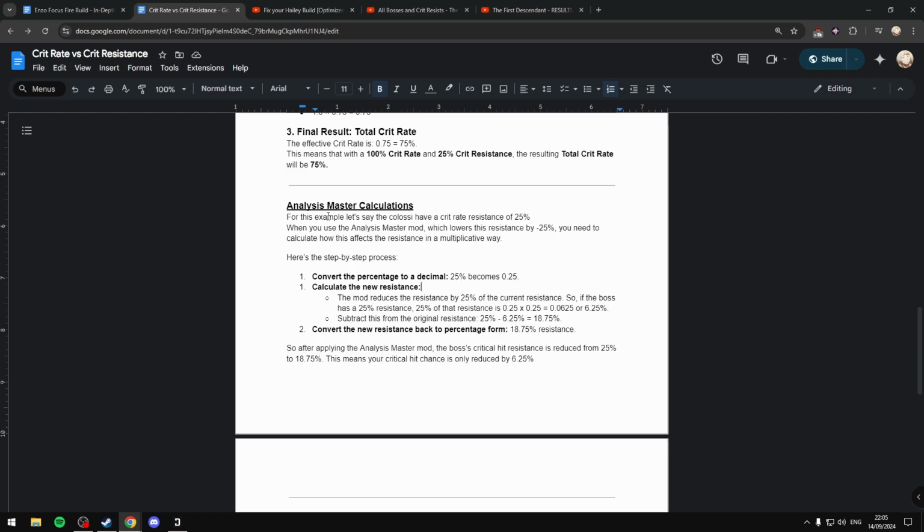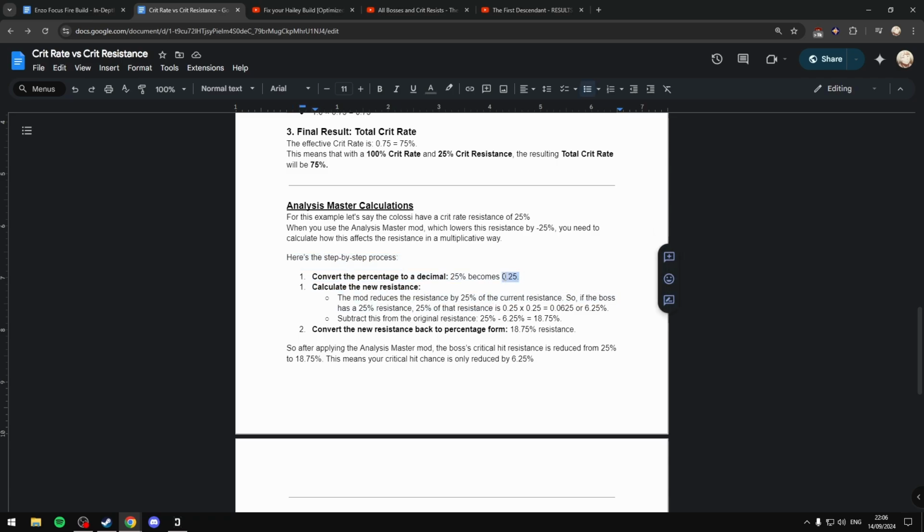So for this example, let's say the colossi have a crit resistance of 25%. This mod lowers the resistance by 25%, but this doesn't mean it takes away the 25%. This just means 25% of 25%. And this is completely dependent on how much resistance the boss has. So 25% of, let's say, 30%, or 25% of 25%. Now the math behind it is written here.